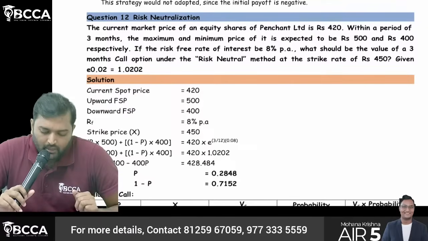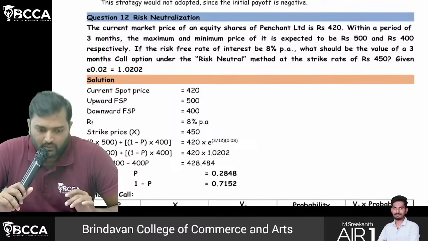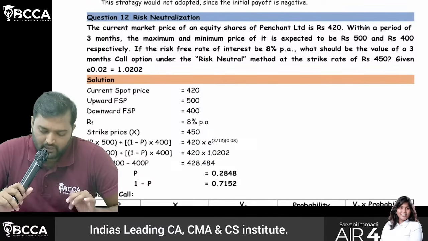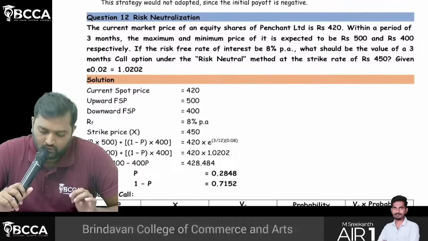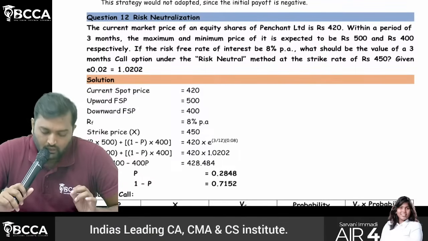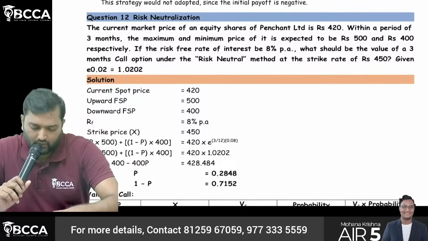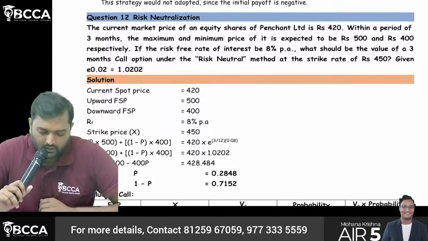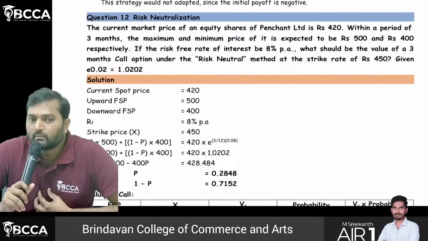The current market price of an equity share of P Limited is 420. Within a period of 3 months, the maximum and minimum price of it is expected to be rupees 500 and 400 respectively. If the risk-free rate of interest is 8% per annum, what should be the value of a 3-month call option under the risk neutral method at a strike rate of rupees 450, given e power 0.02 is equal to 1.0202. Simple method, risk neutralization.